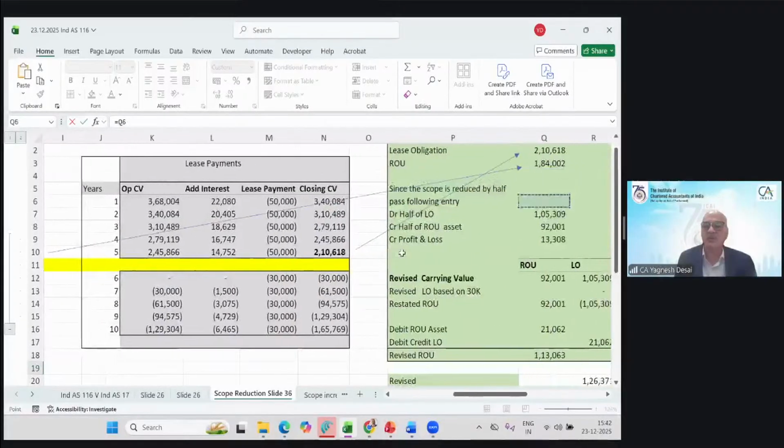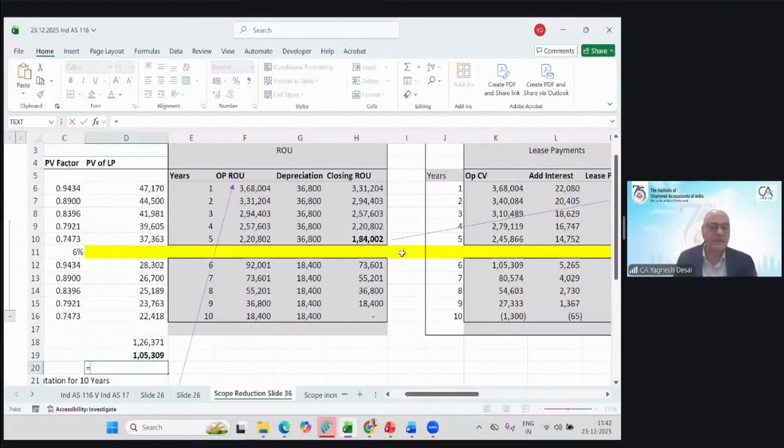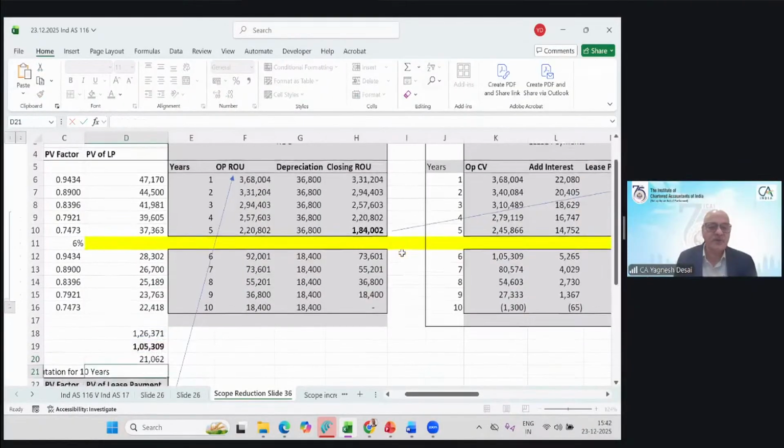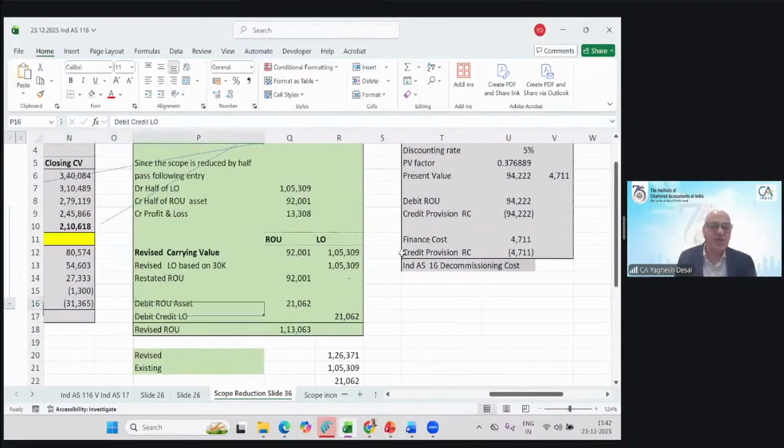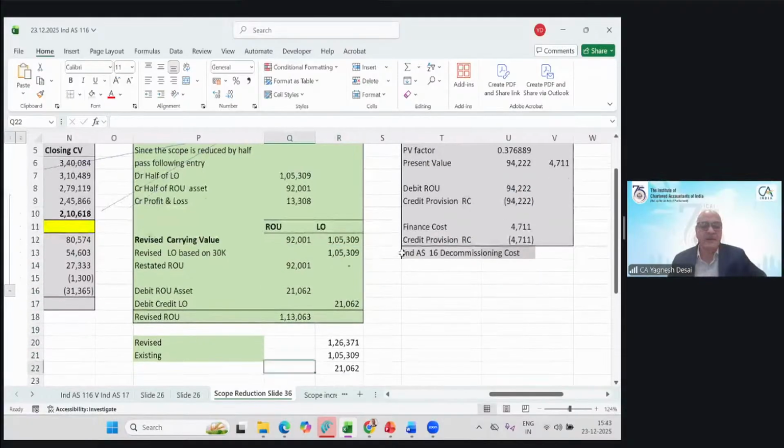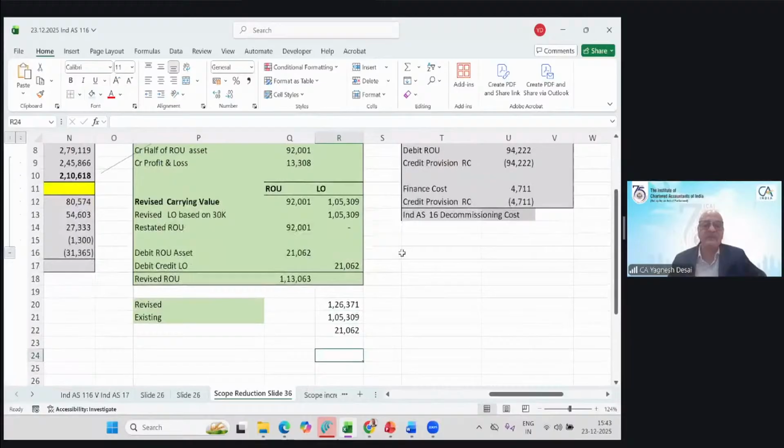What is the difference? The difference is 21,062. So by that amount my lease obligation will go up: debit ROU asset and credit the lease obligation 21,062. So both will go up, A, the ROU asset, and B, the lease obligation. Correct, sir? So my revised carrying value of the lease obligation will be 1,26,000.